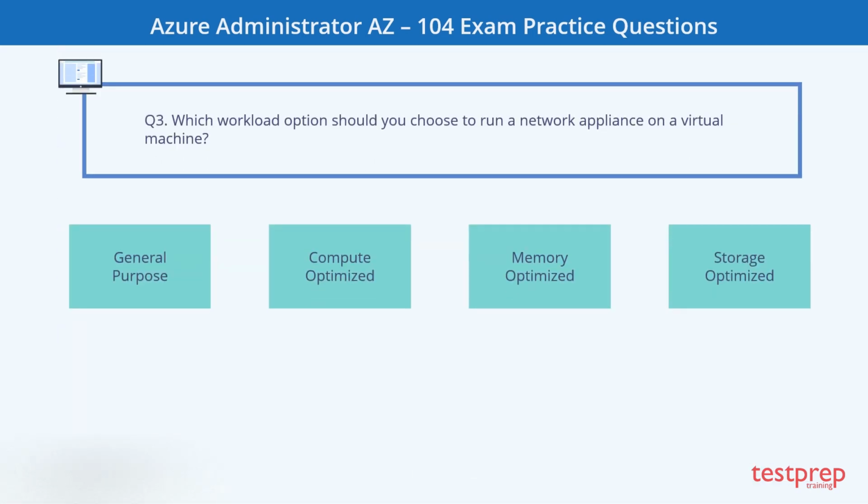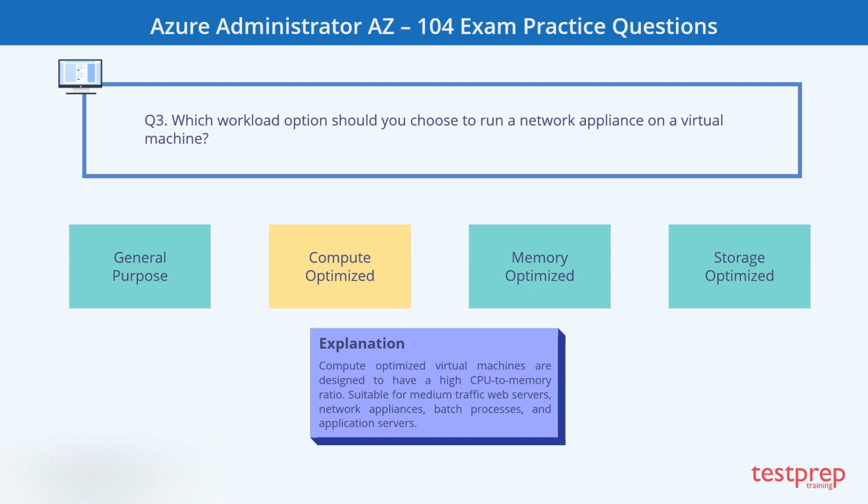Question 3. Which workload option should you choose to run a network appliance on a virtual machine? 1. General purpose. 2. Compute optimized. 3. Memory optimized. 4. Storage optimized. The correct answer is 2. Compute optimized. Compute optimized virtual machines are designed to have a high CPU to memory ratio, suitable for medium traffic web servers, network appliances, batch processes, and application servers.